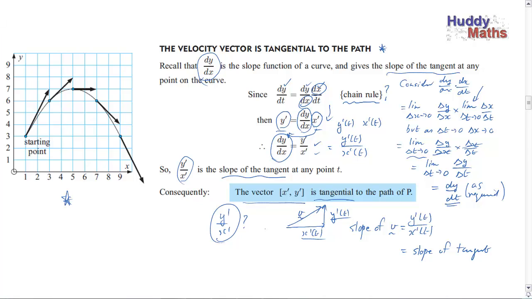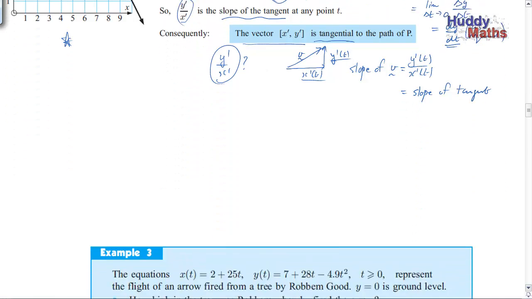This is very, very important for later on. The idea that in this situation, you have the velocity tangential to the path, and you should be able to prove that. Very interesting maths there. All right, come on down and let's see if we can use this in some way.